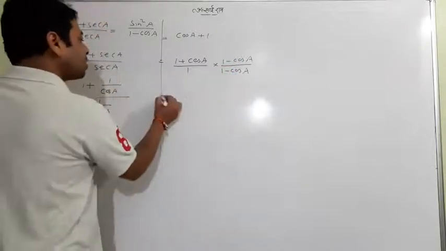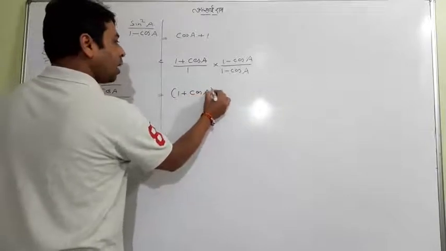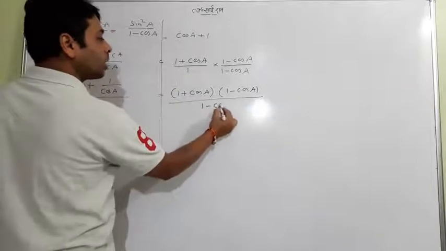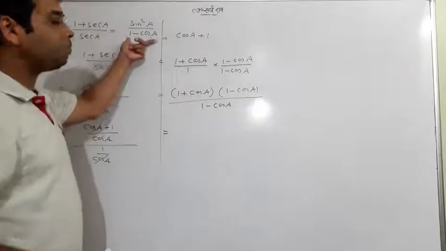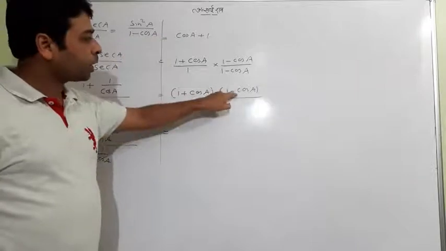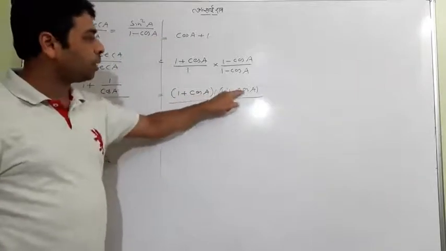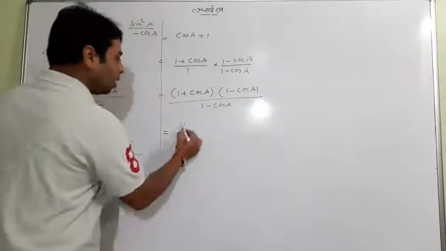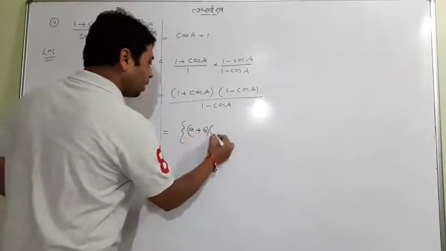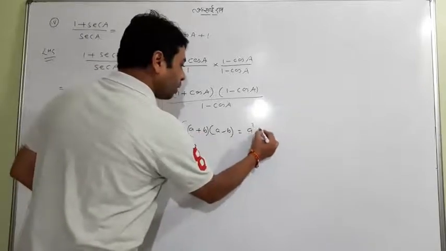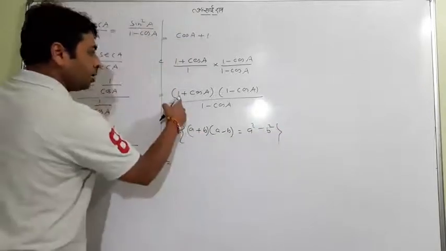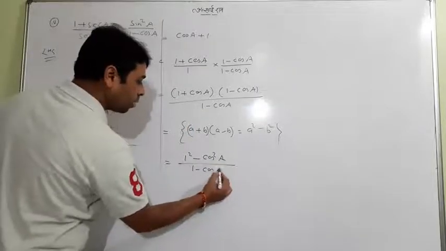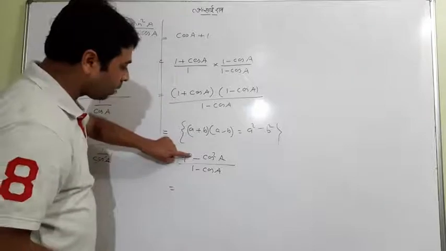So what will happen next? 1 plus cos a and 1 minus cos a will be on the numerator side, and in the denominator side we have 1 minus cos a, which has come now. Now the numerator looks like a plus b into a minus b, which is a square minus b square. Apply it: a is 1, 1 squared, b is cos square a upon 1 minus cos a. And one should know that 1 squared means 1.